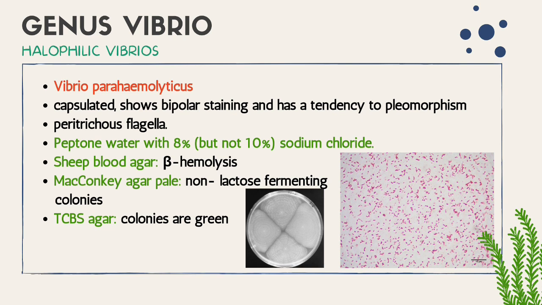So finally, we're on the other Vibrio species or what we call the halophilic Vibrios or salt-loving Vibrios. So first one is the Vibrio parahemolyticus. So it is capsulated, shows bipolar staining, and has a tendency to pleomorphism. So it may change shape depending on its strains.